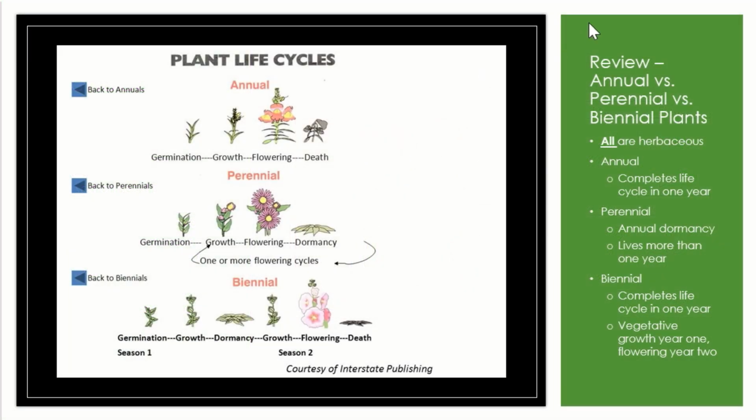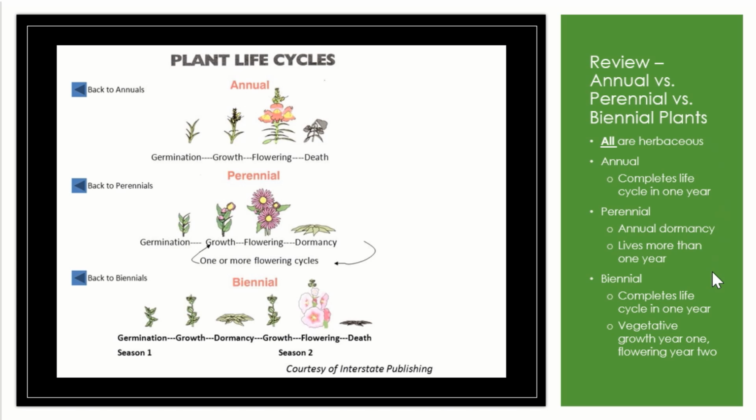Additionally, it's important that we review the difference between annual, perennial, and biennial plants. So all of these plants, as we've discussed, are herbaceous. Annuals complete their life cycle in 1 year. A perennial has annual dormancy, but it lives more than 1 year.